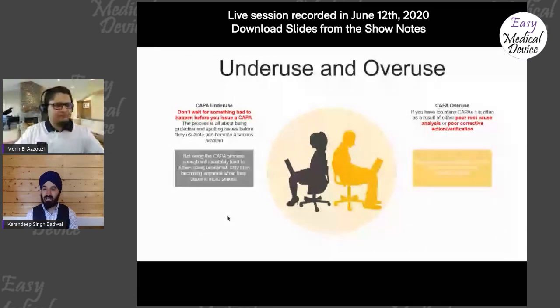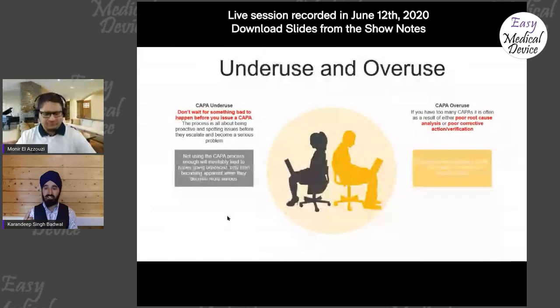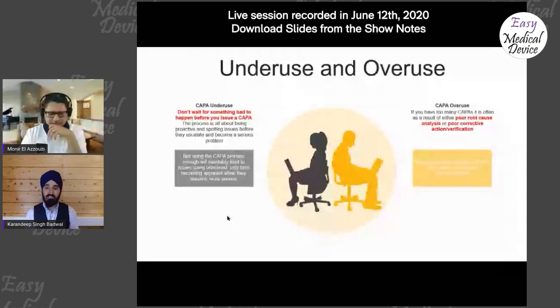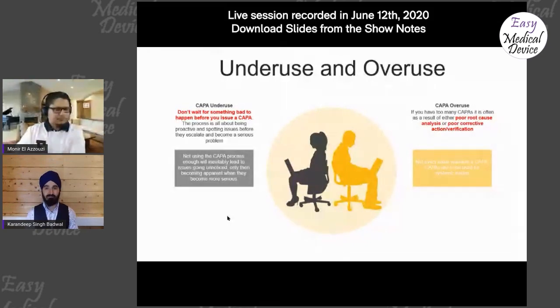CAPA, and then from there on, we have CAPA overuse. If you have too many CAPAs, straight away that says to me it's either poor root cause analysis or poor corrective action. If you keep opening CAPAs again and again, it means that you're not doing them properly. Another thing is that not every issue warrants a CAPA. If it's a very minor issue and you raise a CAPA for it, you're wasting your time. So only raise CAPAs for things that need them, and always have a proper root cause analysis and proper corrective action. You're much better off having 10 CAPAs in the year done properly than 100 CAPAs that are done poorly.